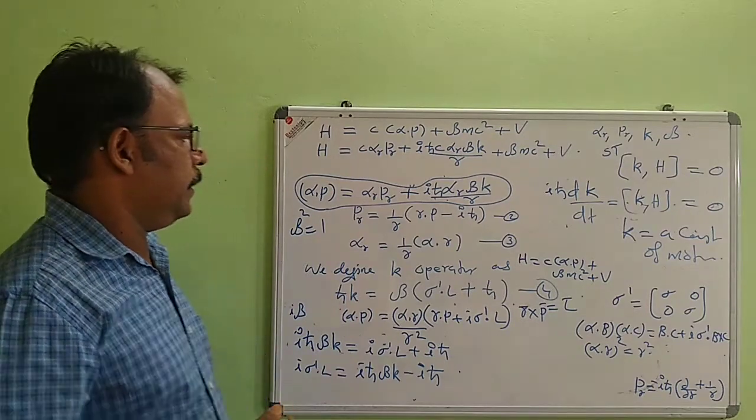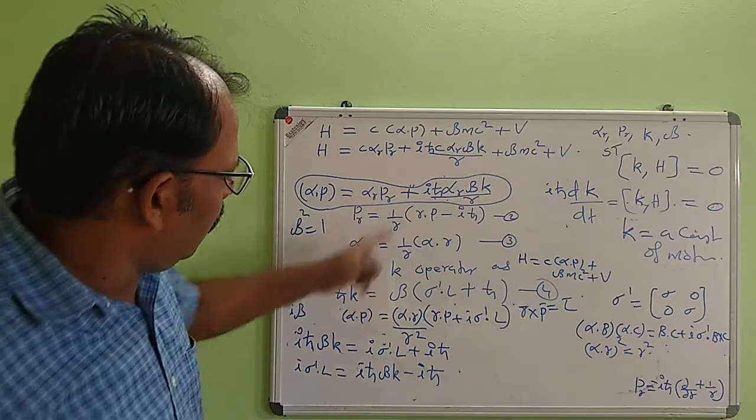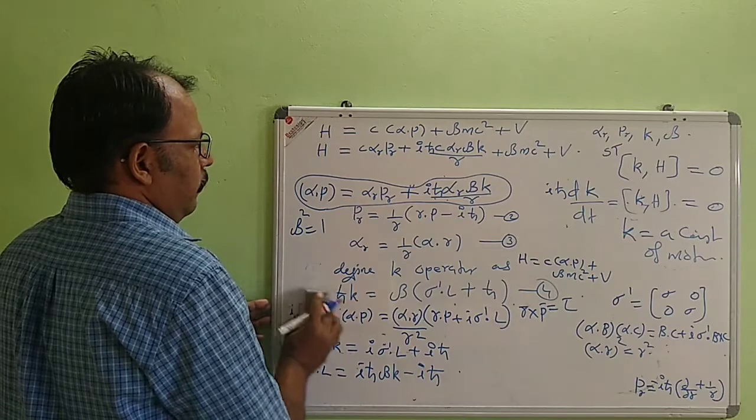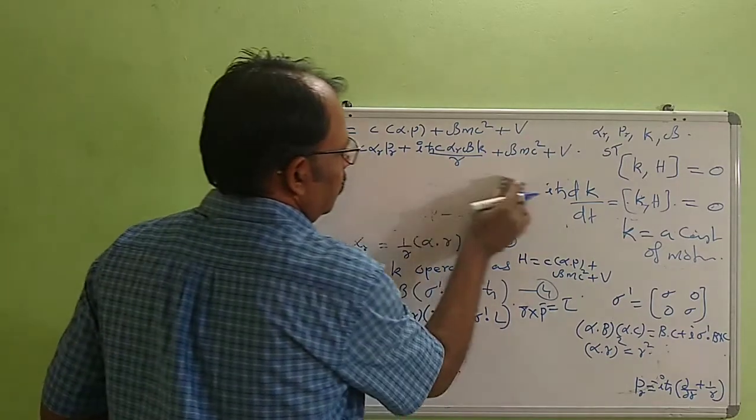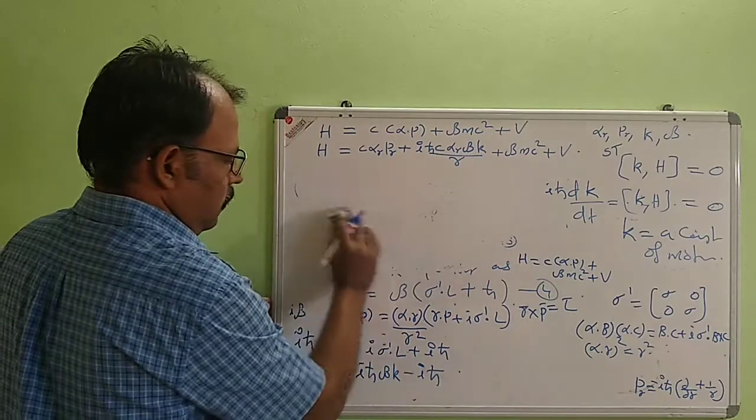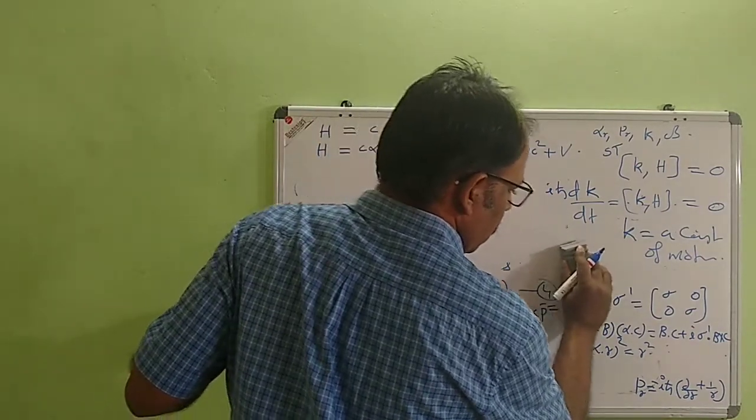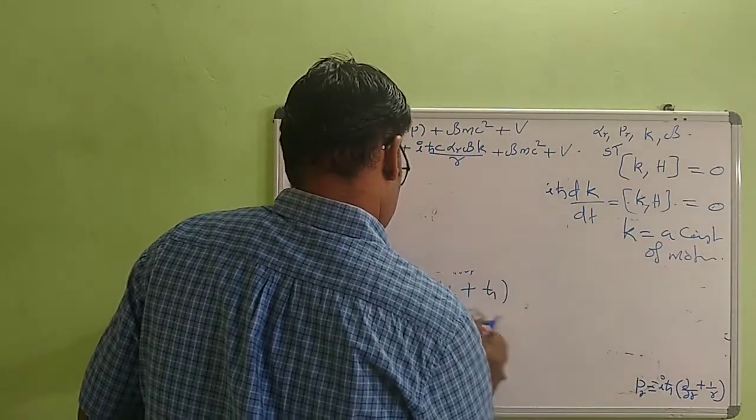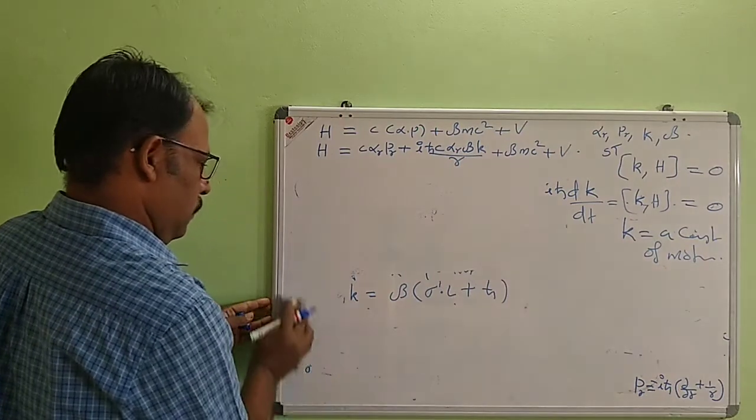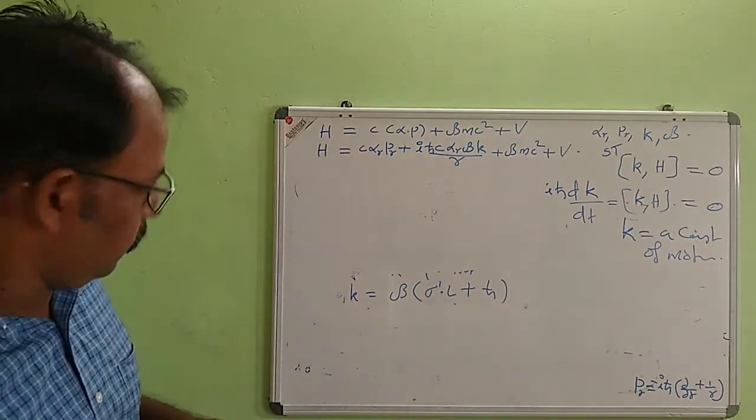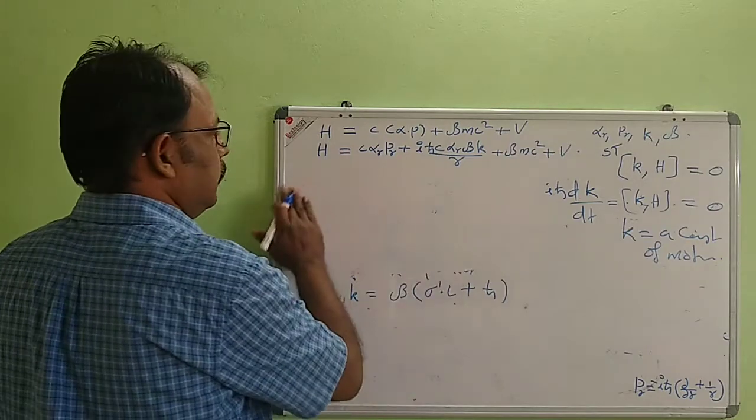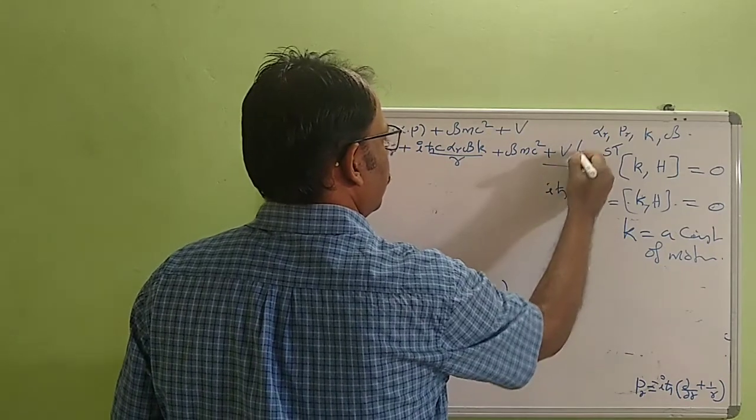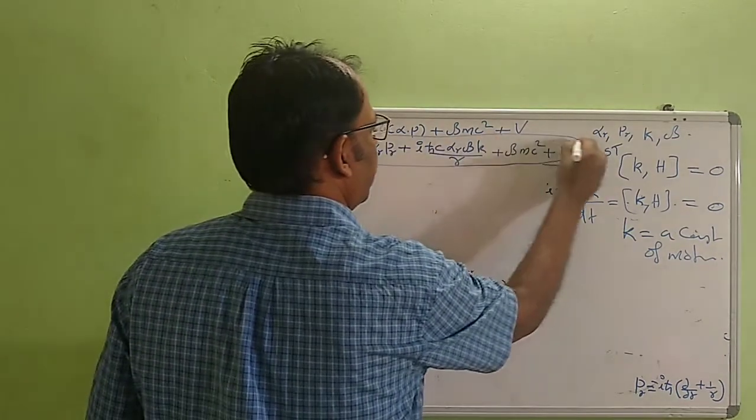Now we find the eigenvalues of the new operator K. That eigenvalue we will determine as follows. So we have the equation. This equation, we can give equation number 5 for this Hamiltonian. I am giving it as equation number 5.